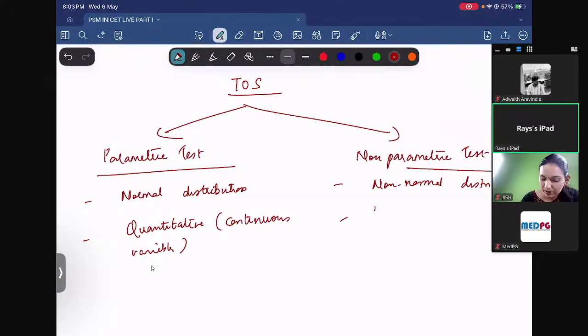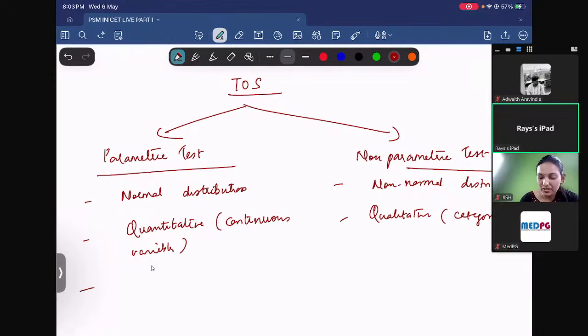Similarly, here it will be the opposite: qualitative, that is categorical data. An example of categorical data can be severity of anemia, which can be mild, moderate, severe. That's a category, it's not a continuous thing. Or you can say gender, male, female. That is again a category. So these are all examples of qualitative data. In those cases, you go for a non-parametric test.